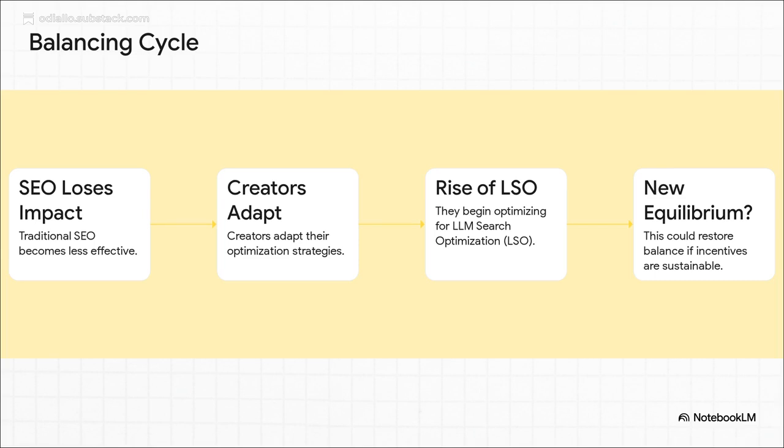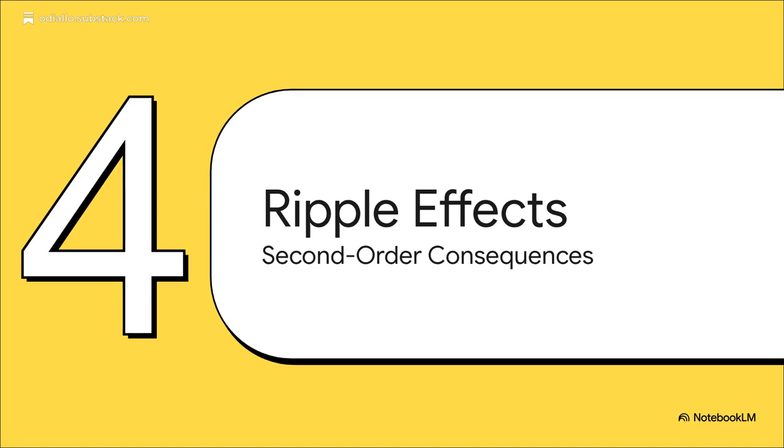It's a whole new field called LSO, or LLM search optimization. That's large language model optimization, basically making your content AI friendly. This is a perfect example of a balancing force trying to correct the system. So as you can see, these loops don't exist in a vacuum. They bump into each other, they interact. So let's zoom out and look at the wider ripple effects they're causing across the entire digital world.